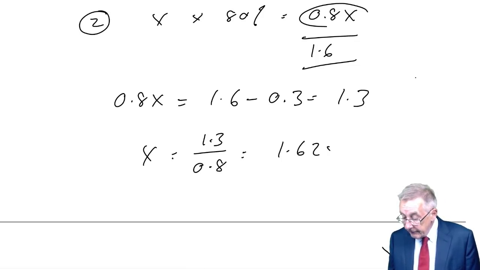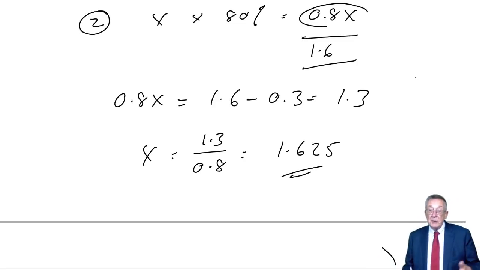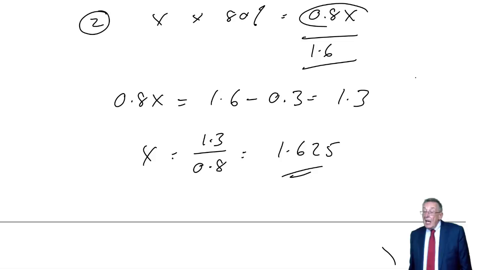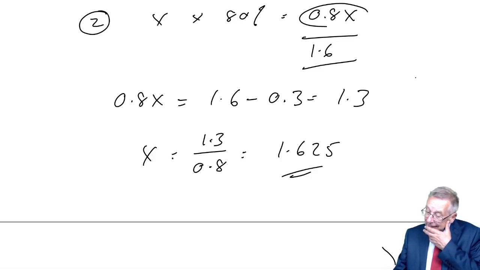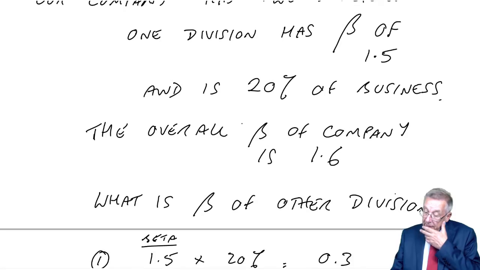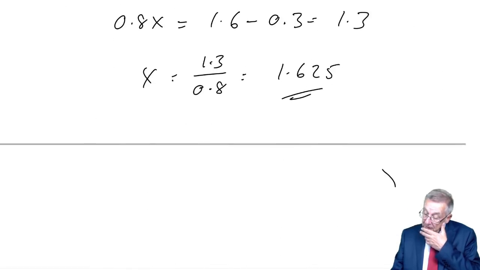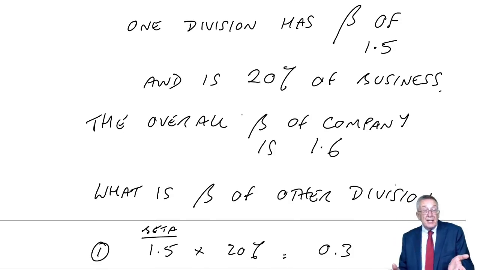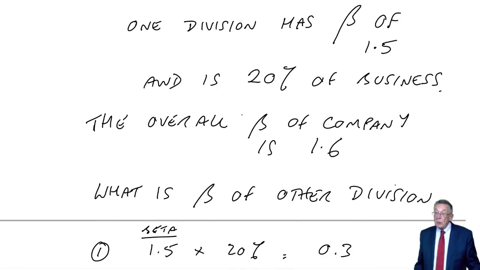1.625. I should be fair, 1.62 or 1.63. I've said a bit of rounding doesn't matter. And is that a sensible answer? If the second division is 1.6, sorry, 1.625, and the other division is 1.5, the overall beta must be somewhere in between. Well, it is at 1.6.